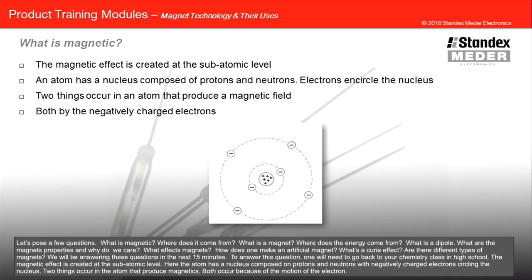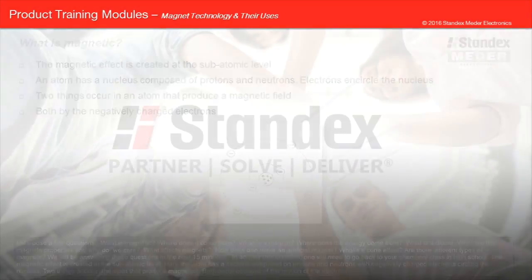What is magnetic? To do this, you will need to go back to your chemistry class in high school. The magnetic effect is created at the subatomic level. Here the atom has a nucleus composed of protons and neutrons with negatively charged electrons circling the nucleus. Two things occur in the atom that produce magnetics. Both occur because of the motion of the electron.